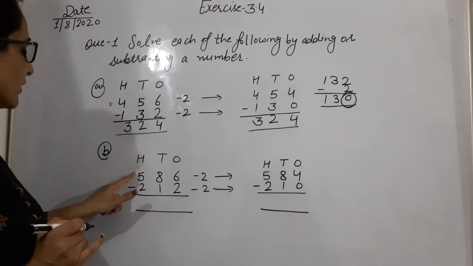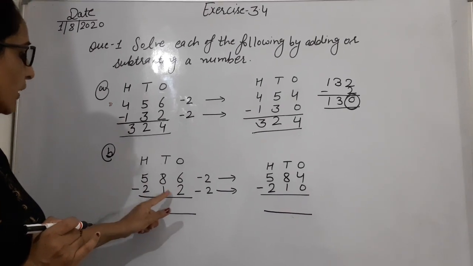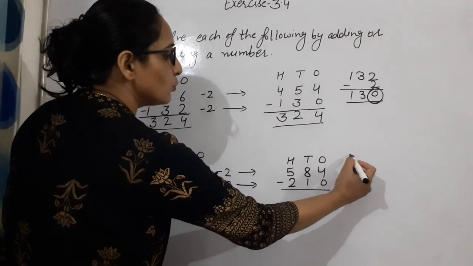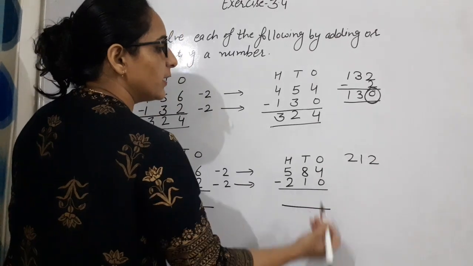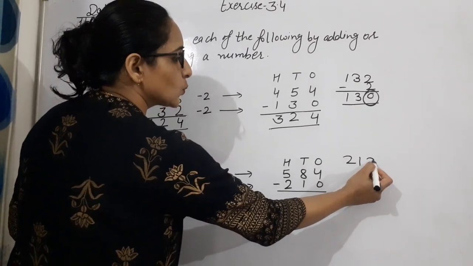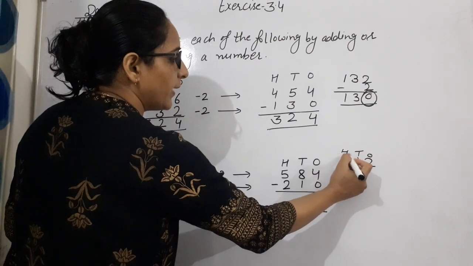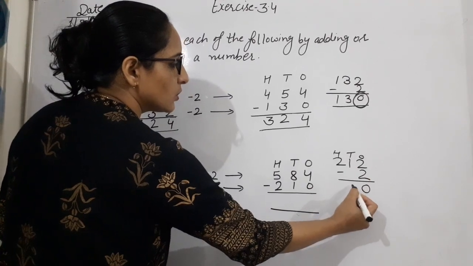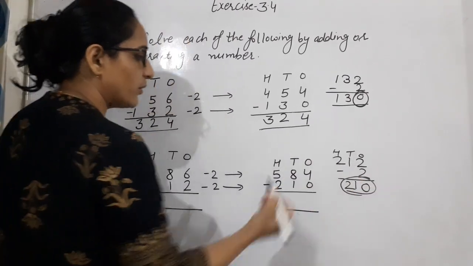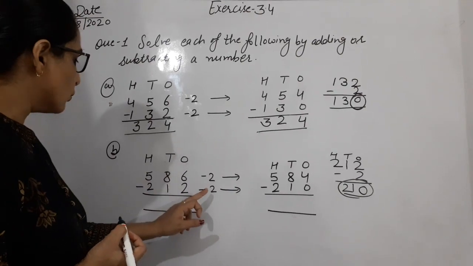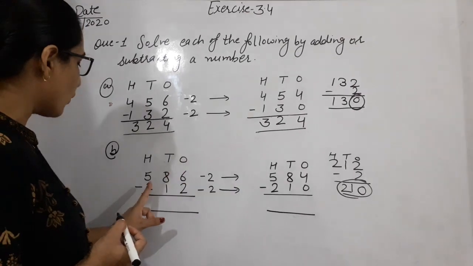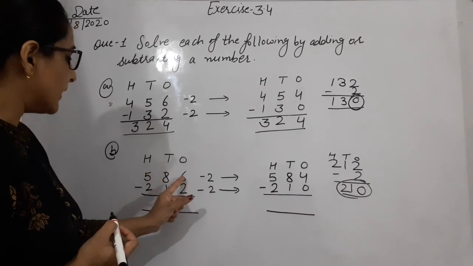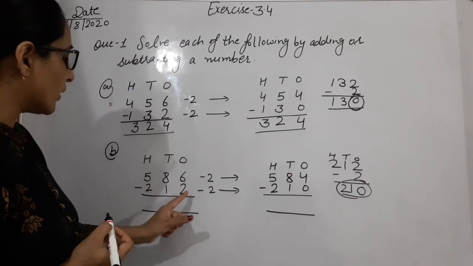In the next part, it's 586 minus 212. First we write in column way. After that we see from 212 which number we subtract. We make the ones place 0. So we subtract 2 here. 2 minus 2 equal to 0, 1 and 2. It's 210. So we subtract 2 from 586 and from 212. दोनों में से हमें subtract करना है. So 586 minus 2 and 212 minus 2.